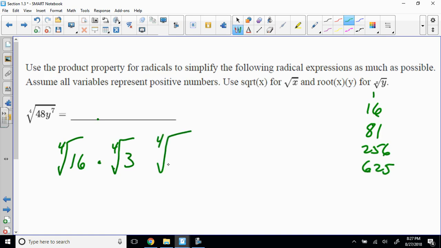Man, that could not have telegraphed a better problem. This is wonderful. Okay, so what's the 4th root of 16? 2, right? Because 2 times 2 times 2 times 2 is what? 16, right? Yeah, so that's 2. Can I simplify the 4th root of 3? No. So that's going to stay there, right?